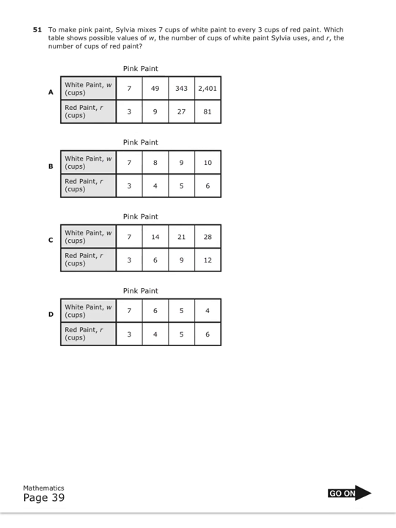To make paint, Sylvia mixes 7 cups of white paint to every 3 cups of red paint. Okay, you have to keep that as a proportion, right? For every 7 cups of white, you need 3 cups of red. Which table shows the possible values of W, the number of cups of white paint Sylvia uses? Okay, so 7 and 3, we're all starting out the same, so that's all good.